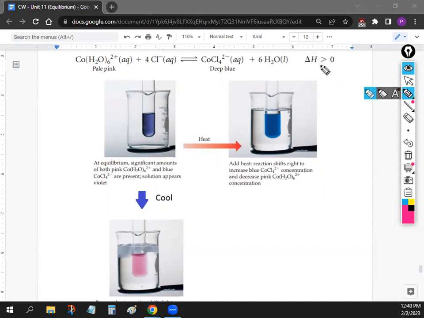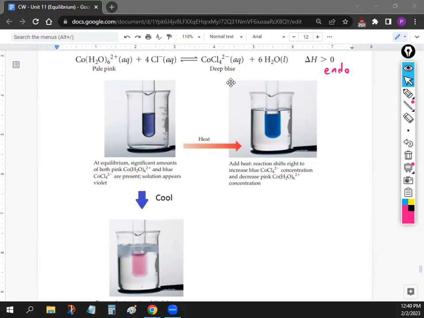If delta H is greater than zero, it is going to be endothermic. Good catch. Yeah, it's a positive number. If it's positive, that means it's endothermic because you need to put energy into the system. So if you heat up this system, if you add heat, which way is it going to shift? To the left or to the right?